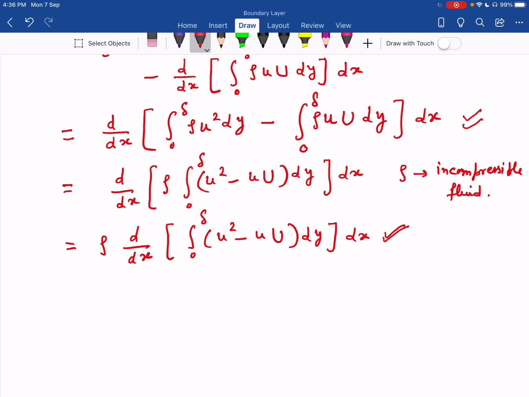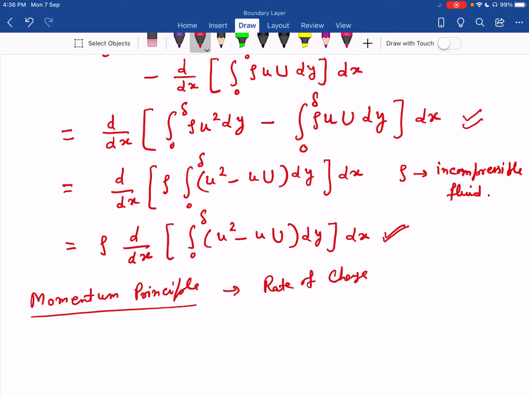Now I apply here the momentum principle. The momentum principle says the rate of change of momentum on the control volume must be equal to the force applied, and the direction is the same in which this rate of change of momentum takes place. That is the momentum principle. So now I apply that principle over here.